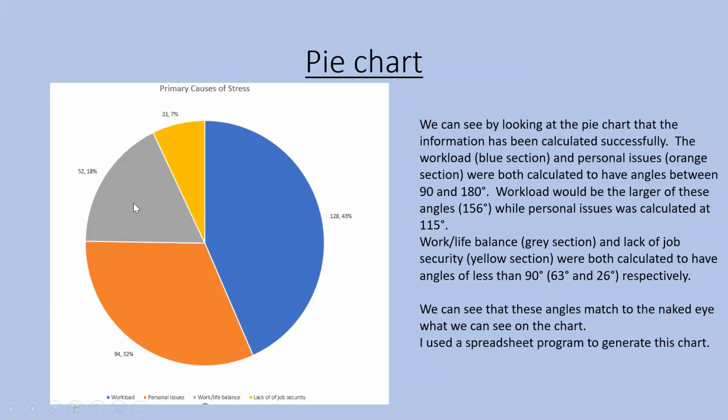And the work-life balance and the lack of job security were 63 degrees and 26 degrees respectively. 63 plus 26 equals 89. So we can see that the two of them together clock in just a shade under 90 degrees. So they're just a little under a right angle, but not by much. And the two of them together would make up this final part of the pie chart. And that works out at 89 degrees, so just under 90 degrees. And we can see both of them together, with the work-life balance showing a larger percentage, or a larger degree of the pie chart, than the number of people worried about lack of job security.